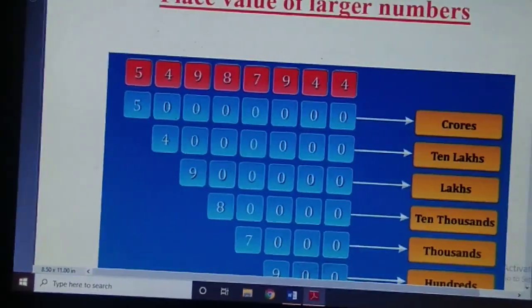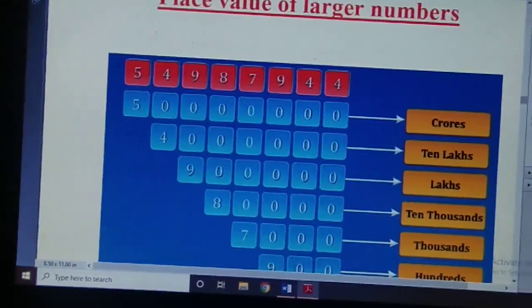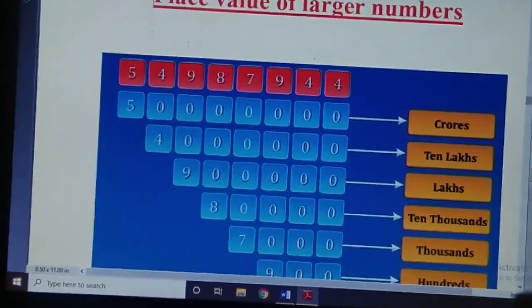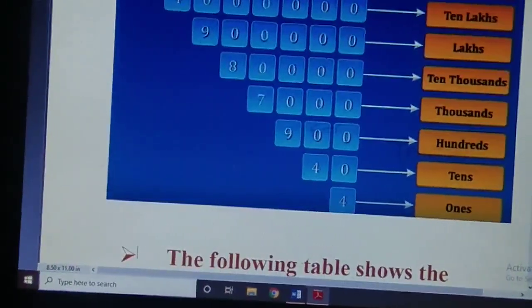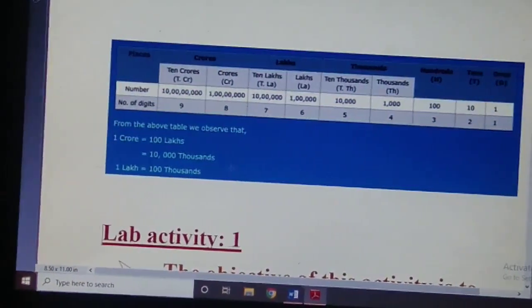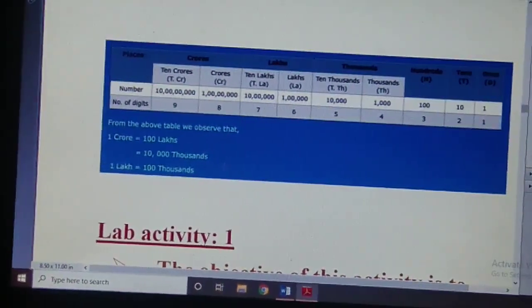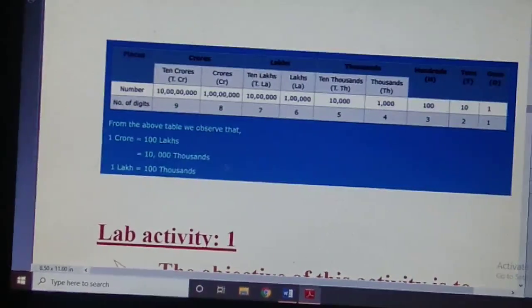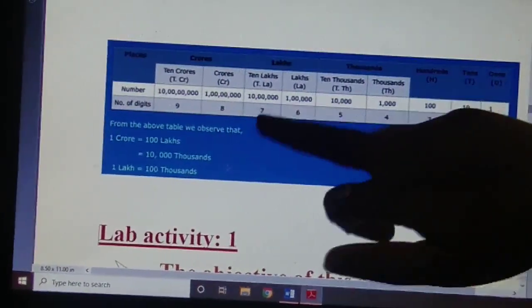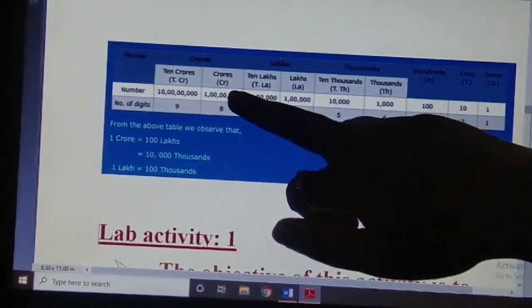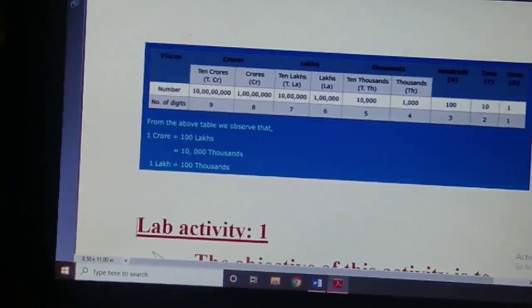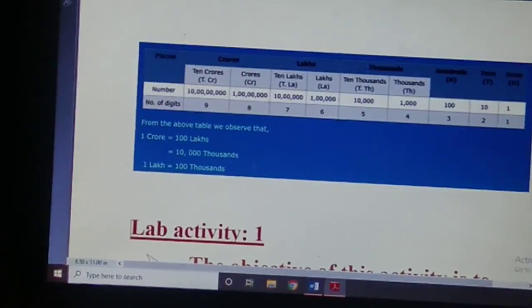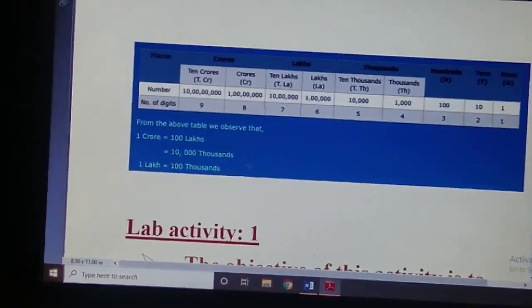Now, how can we read this number? We can read it like 5 crores 49 lakh 87,944. The following table shows numbers up to lakhs and crores. Here you can see 1 crore is equal to 100 lakhs, because after 10 lakhs, 100 lakhs will come. 1 crore is equal to 10,000 thousand. 1 lakh is equal to 100,000.